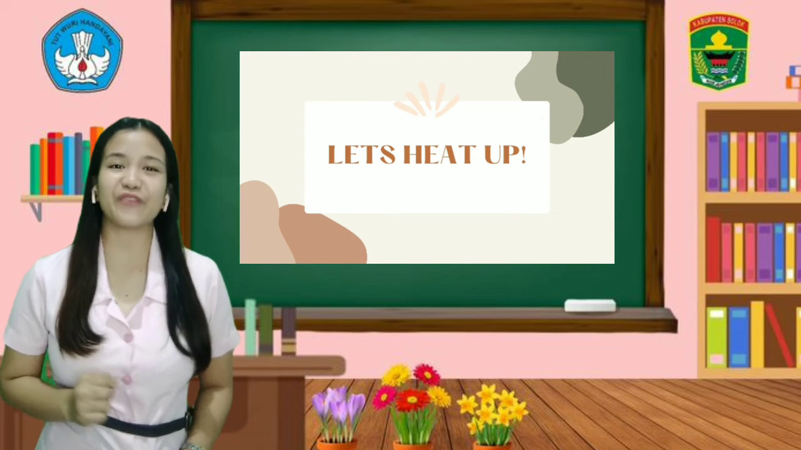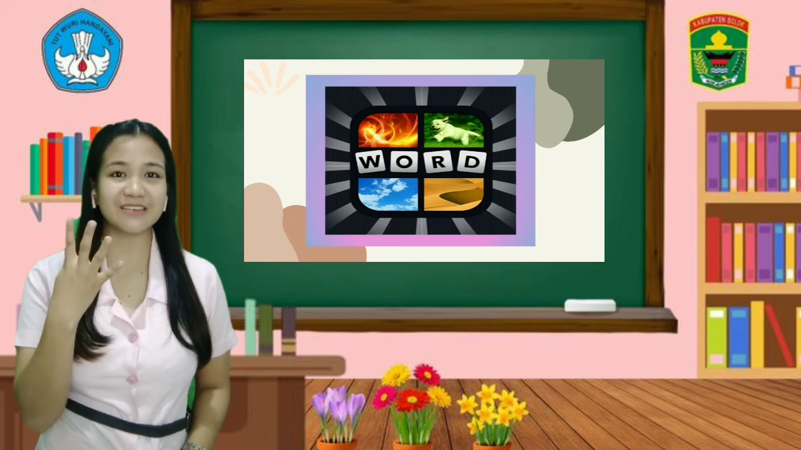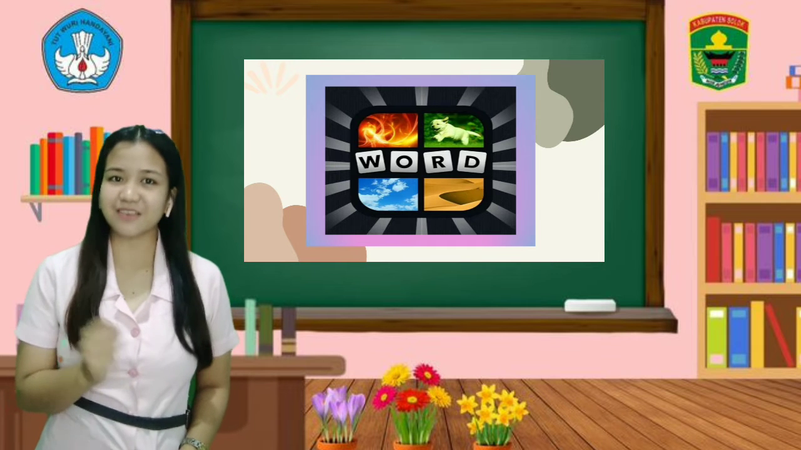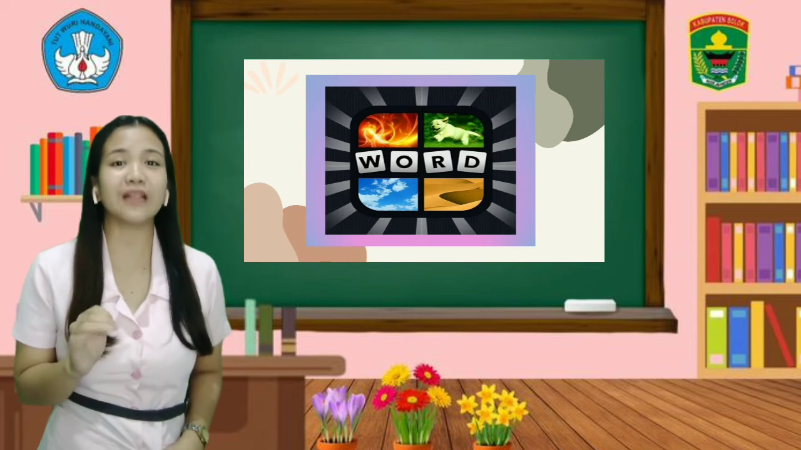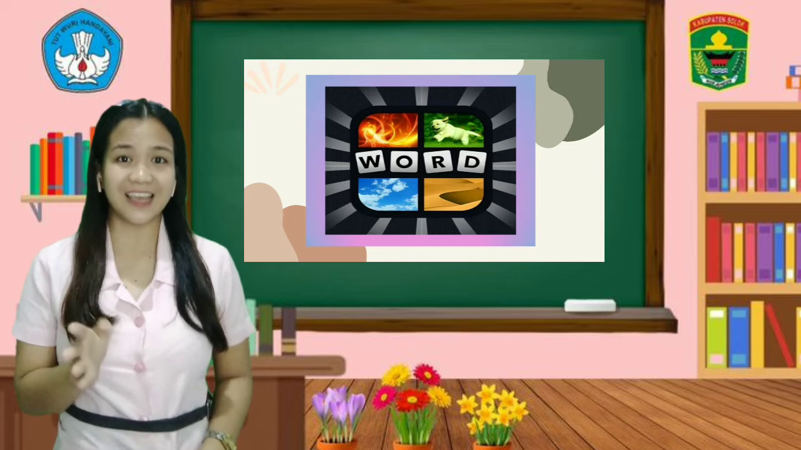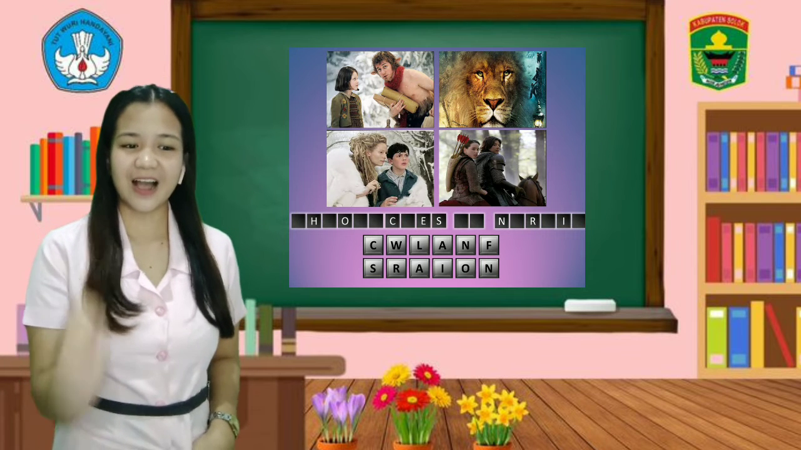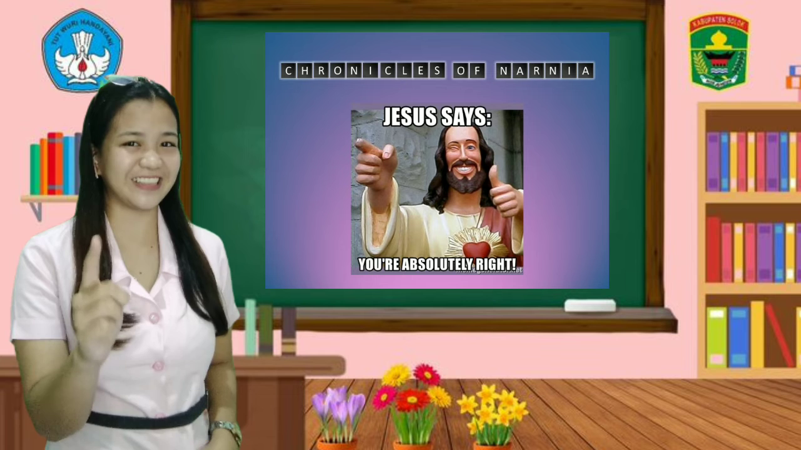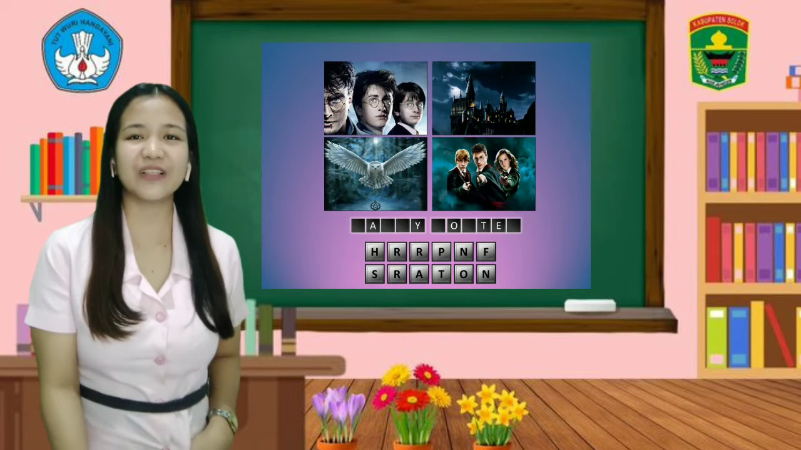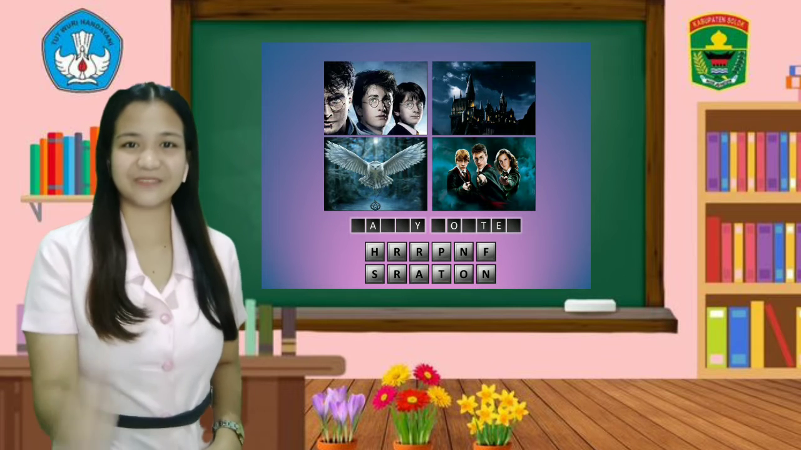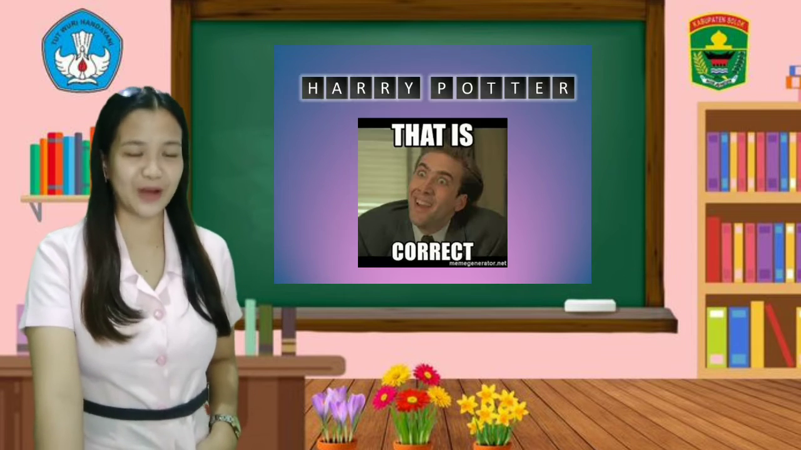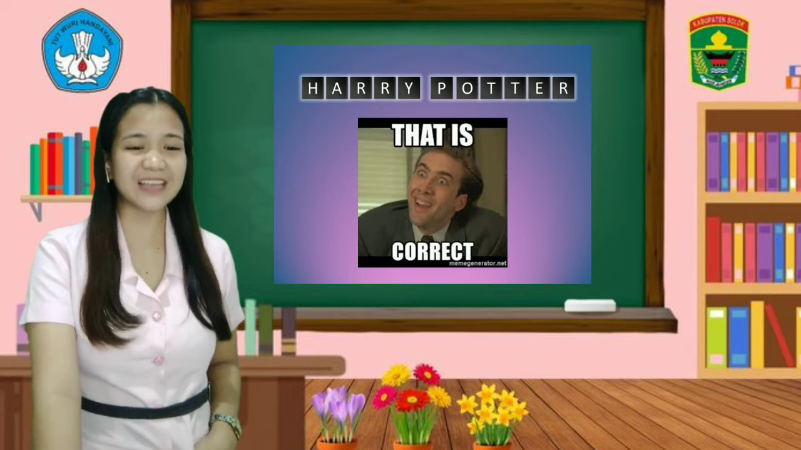I know you are all familiar with this game, the 4 pics, 1 word. Same mechanics, you just have to guess the word by looking at the 4 pictures as the hint. Who would like to guess the first one? Yes, Mona! Chronicles of Narnia. That is correct. Next, who would like to guess? Yes, Mark. Harry Potter. That is absolutely right.